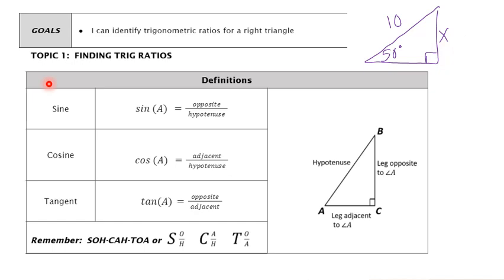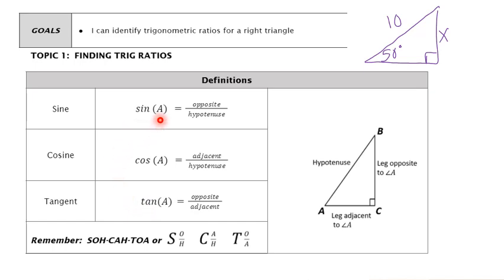Okay, so the three ratios we're going to talk about are sine, cosine, and tangent. And these are actually just relationships within a right triangle. A lot of times, we treat these as a ratio or a function. So you're going to find that we use abbreviations. Sine, we abbreviate with SIN, cosine with COS, and tangent with TAN.